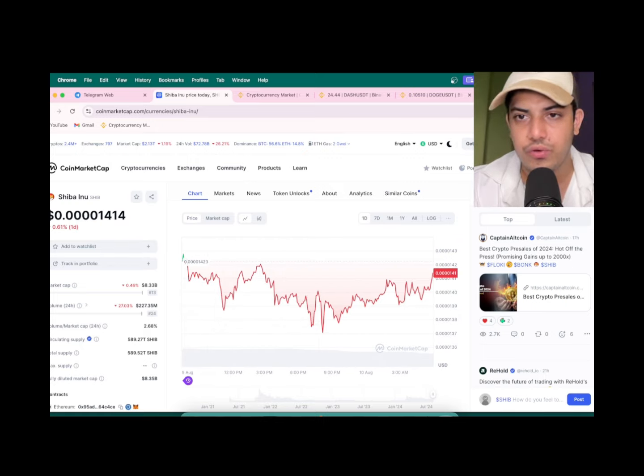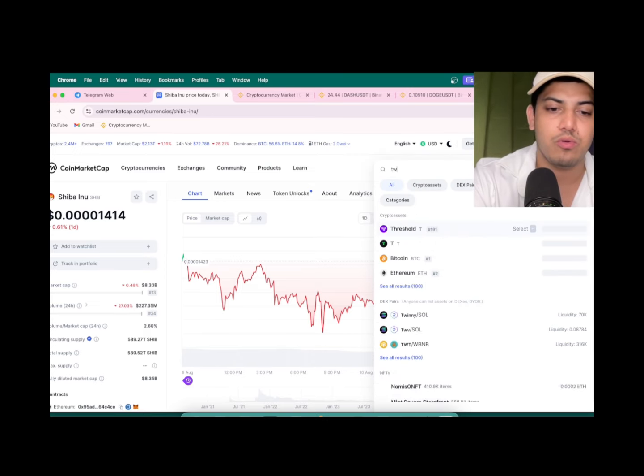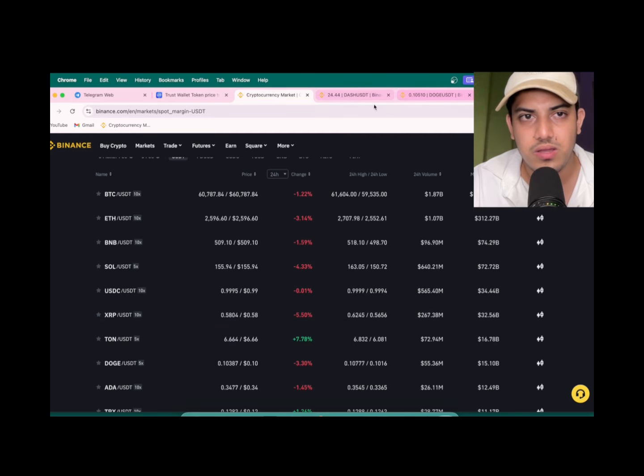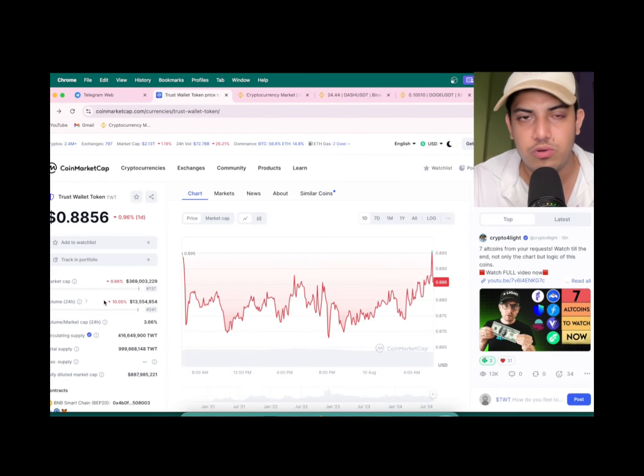The fourth coin is really important and special, man. TWT. You can keep your funds, your cryptos, in this wallet. TWT, man, keep it there. It's a 100x opportunity, maybe 1000x in the bull market. It has the potential.